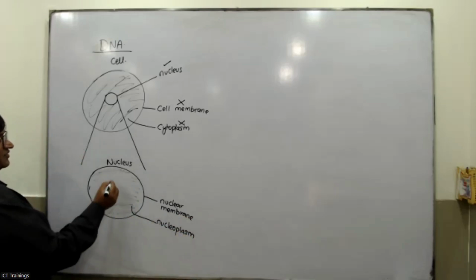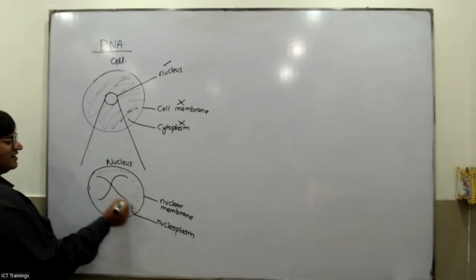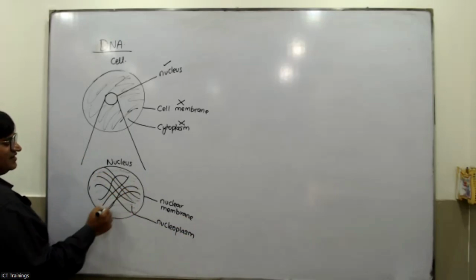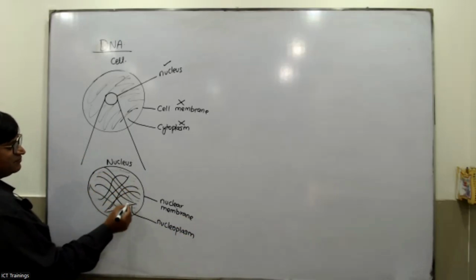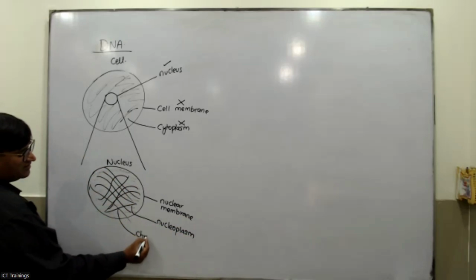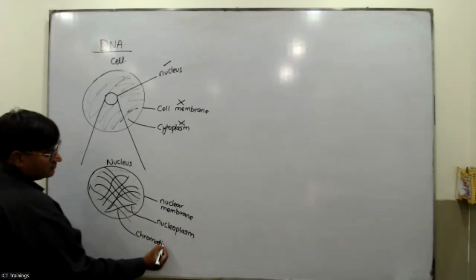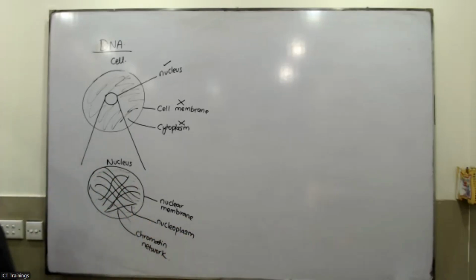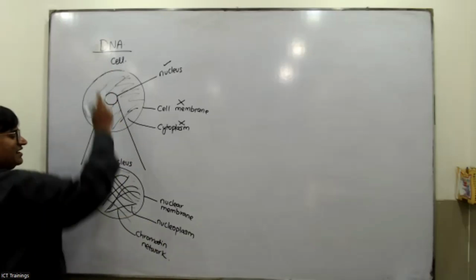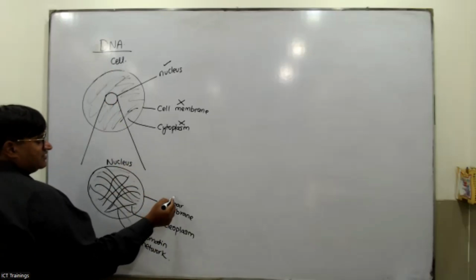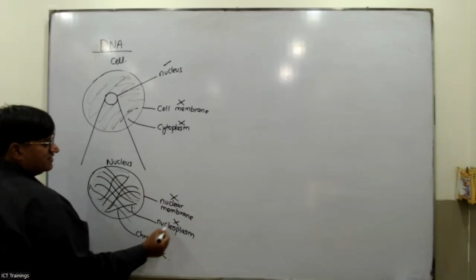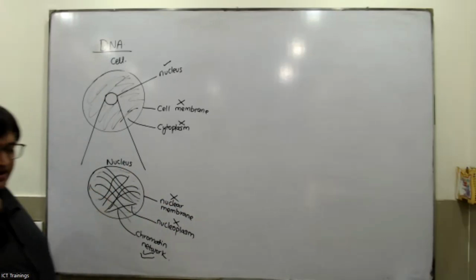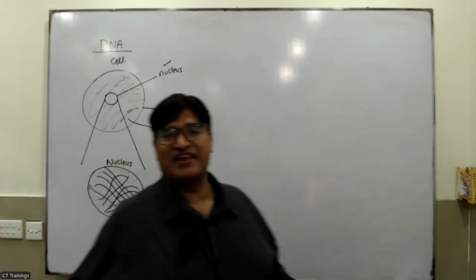In the nucleoplasm, we have thread-type structures like that. The threads are present inside the nucleus. These thread-type structures are called the chromatin network. Now, for DNA, we are not concerned with the nuclear membrane. We are not concerned with the nucleoplasm. We are concerned with the chromatin network. So the chromatin network is the network of threads.